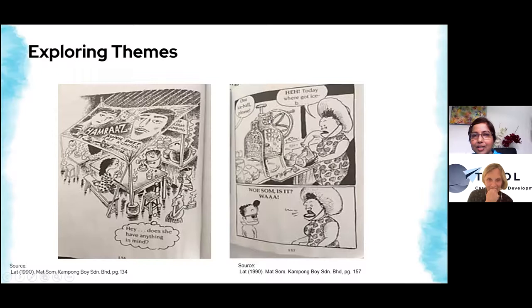And again, what are the elements here? Multiculturalism, diversity. So these are some of the themes that we explored in this particular panel. So having said that, rather than asking them just to read, by just analyzing the pictures, they could actually come up with the themes which are so relevant in these panels.